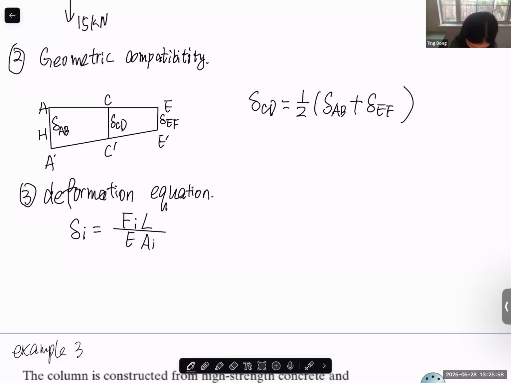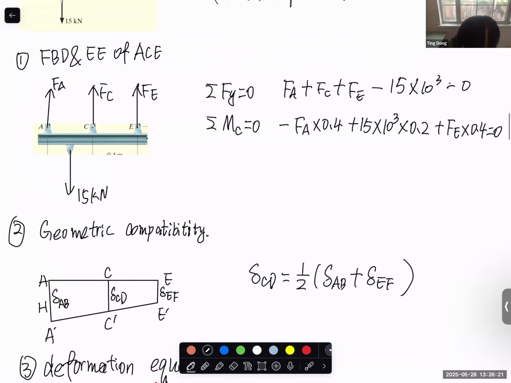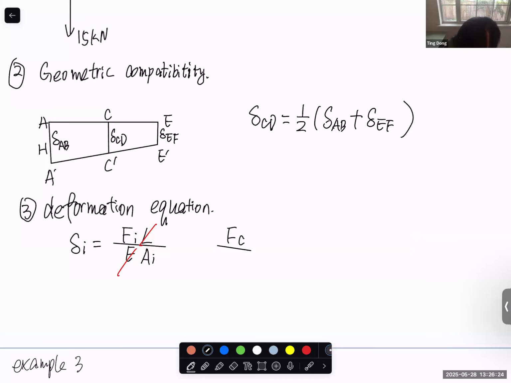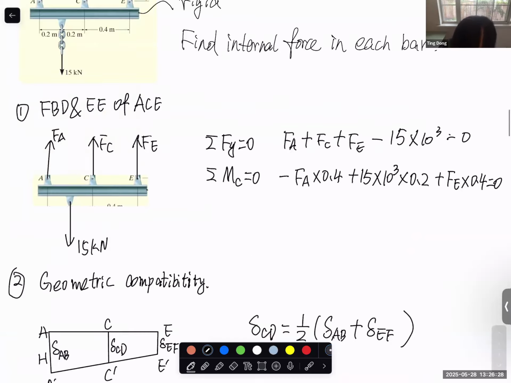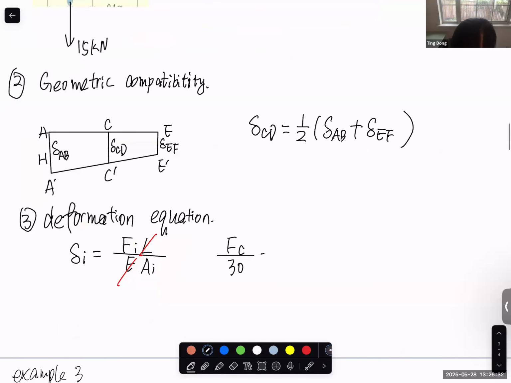So now, as I said, Young's modulus, since it's the same material, cancels out on both sides. We don't need the E. For the L, it's also the same. Actually, we can ignore this term and this term. So we have F_C over cross-section area 30. It's in millimeters, but we are writing everything in ratio, so we don't need to convert to meter squared. That's fine. One half of F_A over 50 plus F_E over 50.